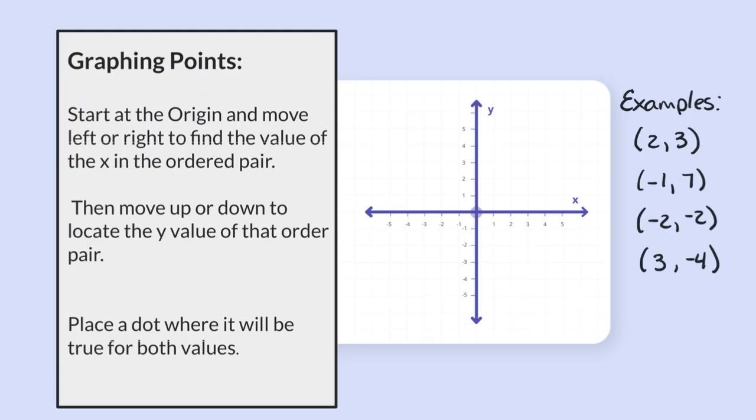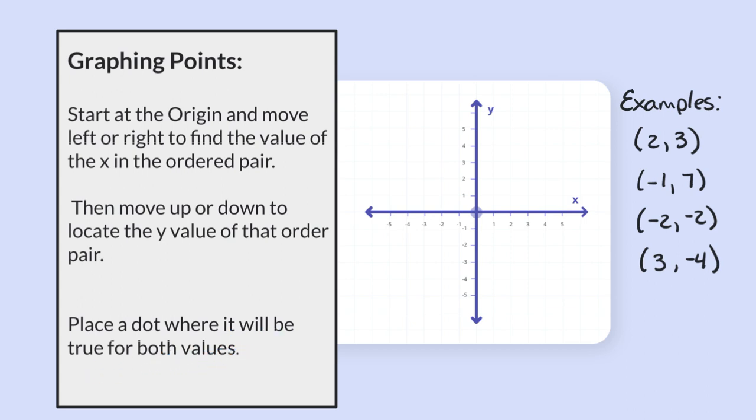Graphing points. So here are some examples of ordered pairs. How do we do this? Here's our coordinate plane. First, you start at the origin, and you're going to move left or right to find the value of the x in the ordered pair. Then you're going to move up or down to locate the y value in that ordered pair. Then you place a dot where it will be true for both values.